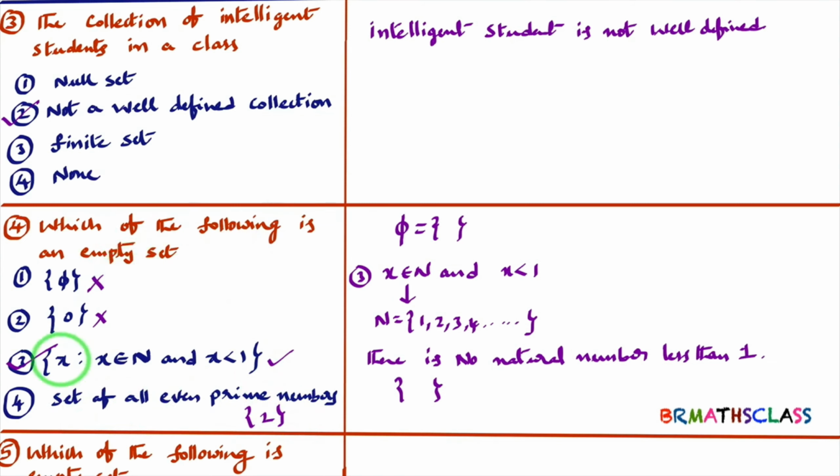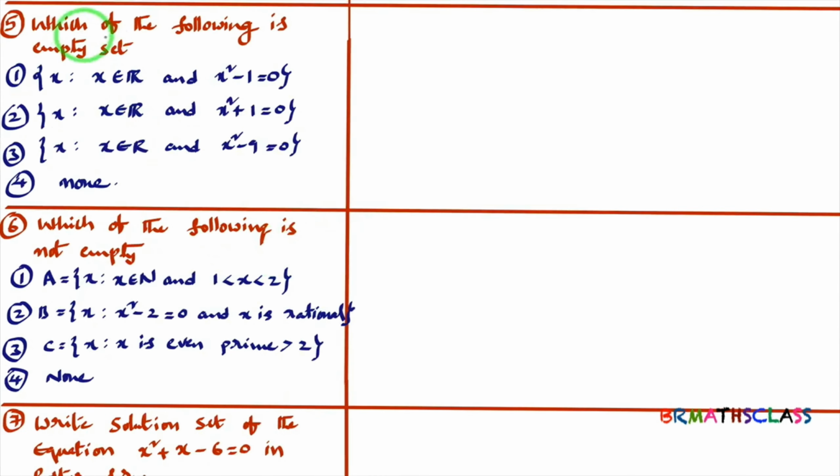So what is the right option? Third option. You see the fifth question, which of the following is empty set? You observe the first set, it contains x, where x is a real number and x square minus 1 equal to 0. If I solve this first option, x square minus 1 equal to 0, then x square equal to 1. If x square equal to 1, there is a chance that x is either plus 1 or minus 1.